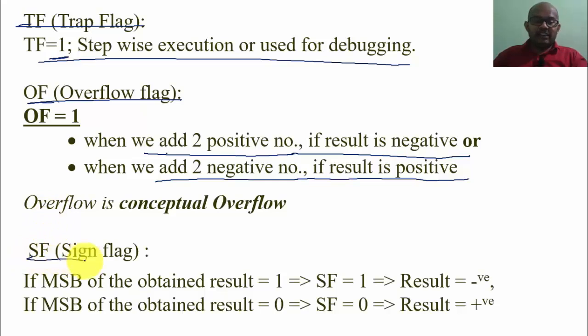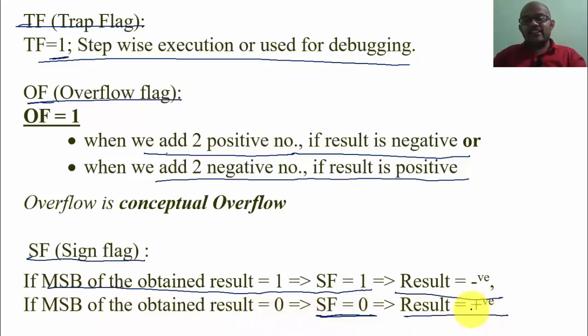Now, if I am talking about the sign flag, it is going to indicate whether the number is a positive number or a negative number. How? If the MSB of the obtained result equals 1, then the sign flag is going to be 1, that means the result is negative. If the MSB of the obtained result is 0, then the sign flag contents is 0, then the result is positive. Again, I am going to tell, the sign flag works on the MSB. If the MSB is 0, that means the number is positive and the sign flag contents will be 0. If the MSB equals 1, the sign flag will be 1 and it tells that the number is a negative number.